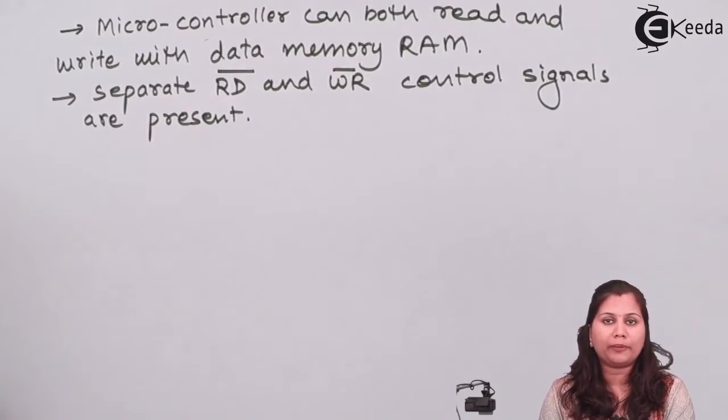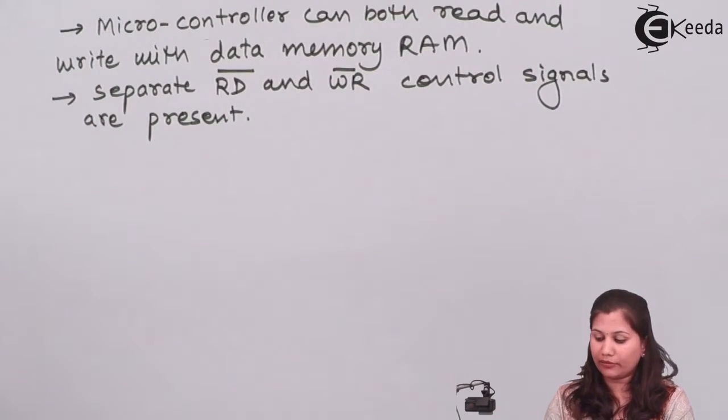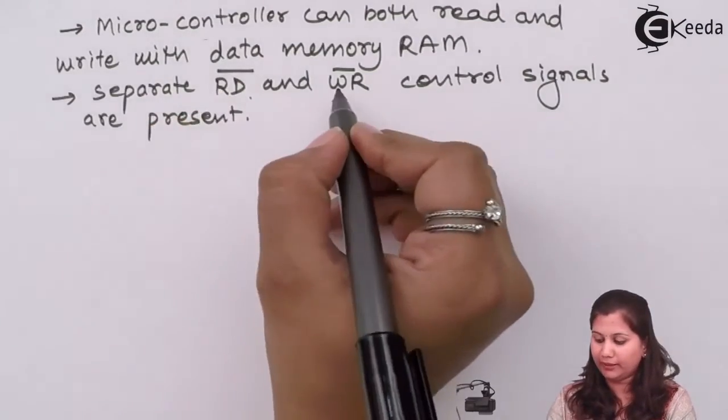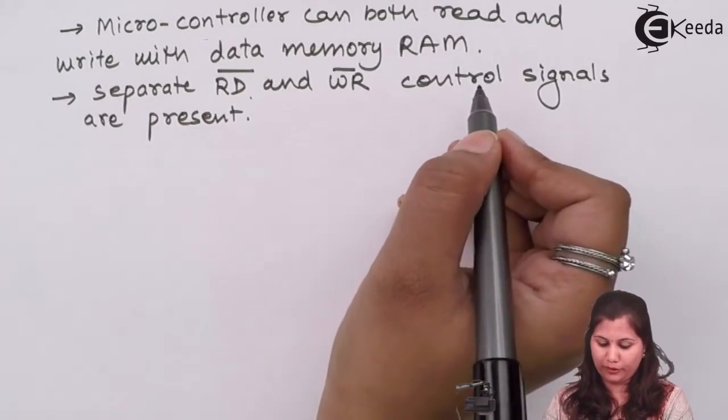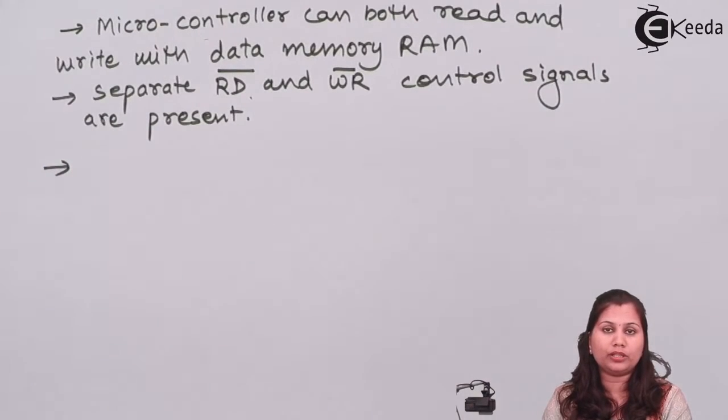So for read and write operations with the internal RAM, we have separate read and write control signals. RD bar is for read, and WR bar is for the write operations. Now, in this microcontroller, we have only the memory, and this memory is either external or internal. So if we talk about input output ports interfacing, in the case of microcontrollers like this 8051, only the memory mapped input output interfacing is possible.